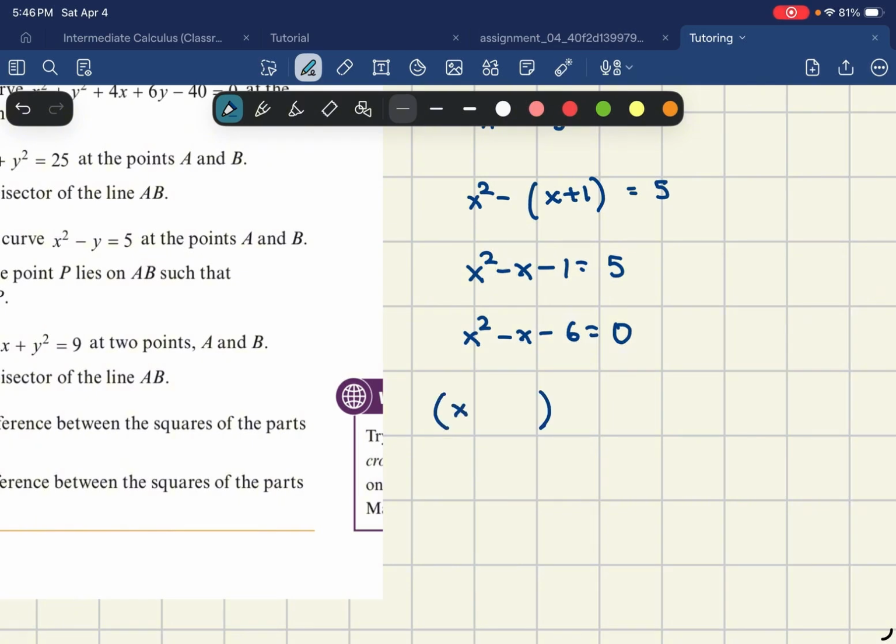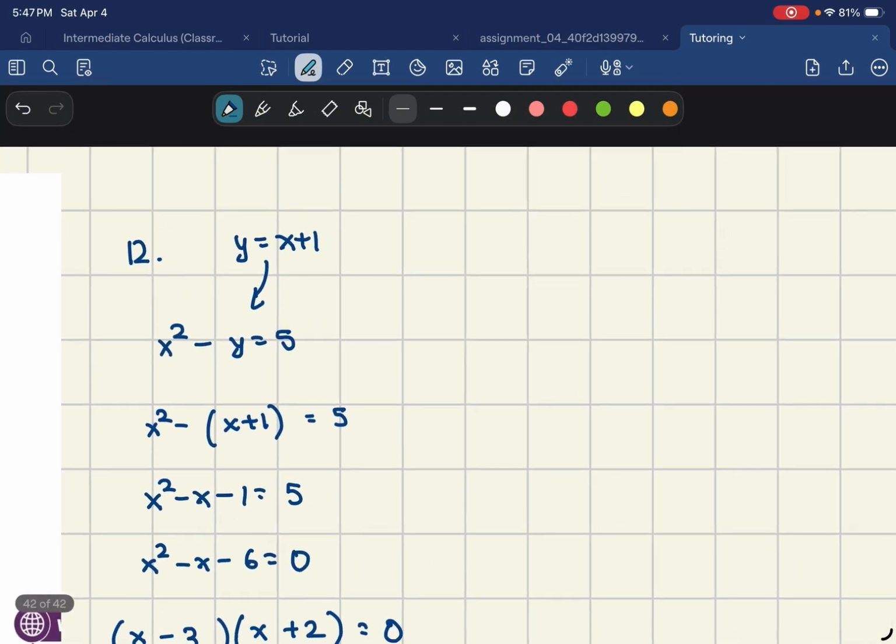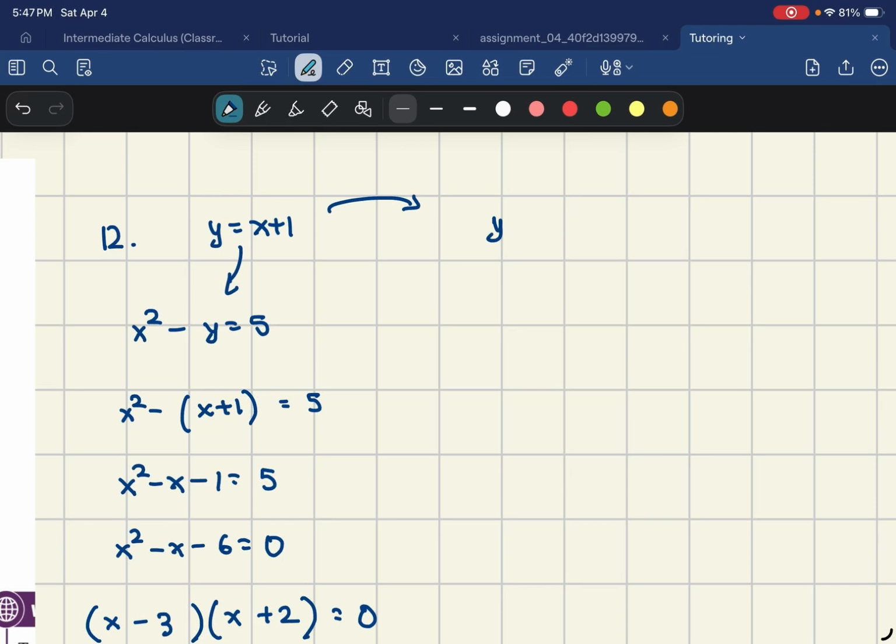And if I factorize this, your factorization is going to give you (x minus 3)(x plus 2). You can try this on your own, but you get x is 3, x is equal to negative 2 as your solutions. And when you substitute your x values here, when x is equal to 3, y is equal to 4. When x is equal to negative 2, y is equal to negative 1.